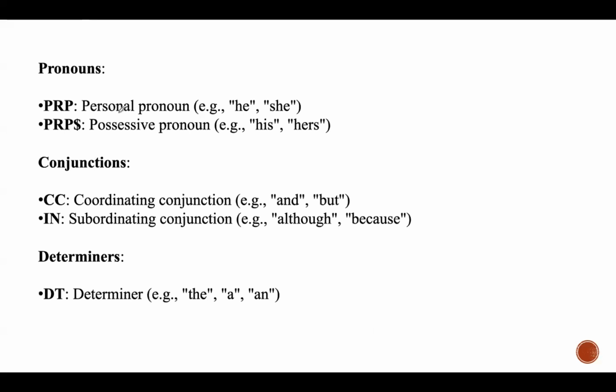And all the pronouns like he, she, they fall under this personal pronoun represented with PRP. Then possessive pronouns like his or hers are represented with PRP dollar. Then conjunctions like and, but, fall under this coordinating conjunction denoted with CC. And words like although, because, fall under subordinating conjunction represented with IN. And words like the, a, fall under determiners, and the notation is DT.